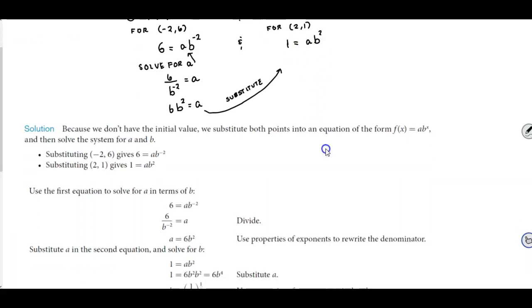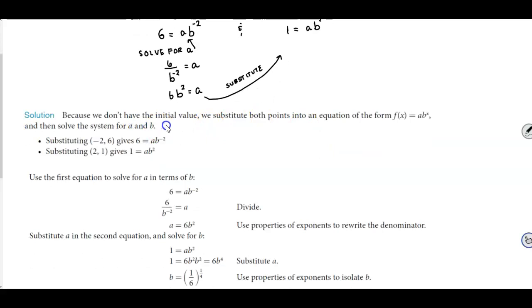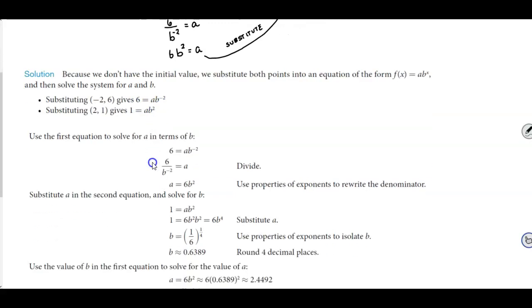So let's go ahead and proceed. Again, because we don't have the initial value, we substitute both points into an equation of the form, and then solve the system for a and b. So again, we get 6 = ab^(-2), and 1 = ab^2. Now again, we're using the first equation to solve for a in terms of b. So we divide both sides by b^(-2), and then using the properties of exponents to rewrite the denominator, we have a equal to 6b^2.